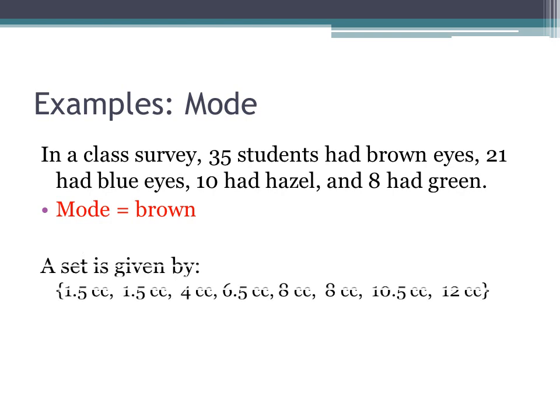As another example, suppose we're given a number set: 1.5, 1.5, 4, 6.5, 8, 8, 10.5, and 12 cc's. In this data set, it looks like there are two modes, 1.5 and 8. So we say that this data set is bimodal and it has two modes, 1.5 and 8.